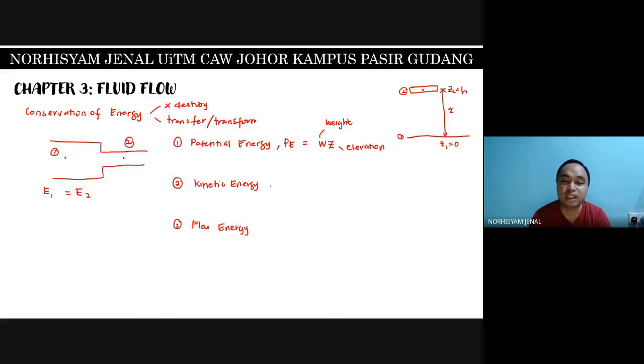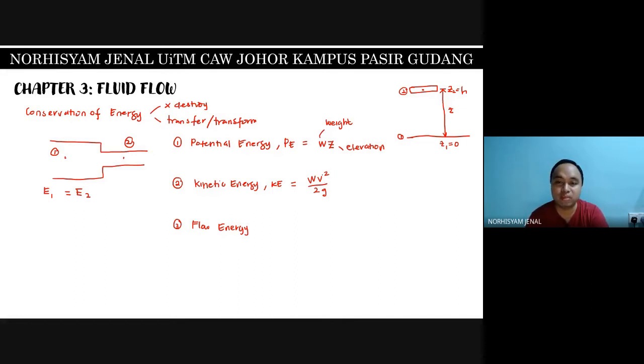Number 2 is kinetic energy. Before I forget, potential energy means the energy that you get due to elevation. The higher the elevation of the study, the higher the potential energy of the study. Number 2 is kinetic energy. Kinetic energy is based on the velocity of the fluid. So the equation should be W V square over 2G.